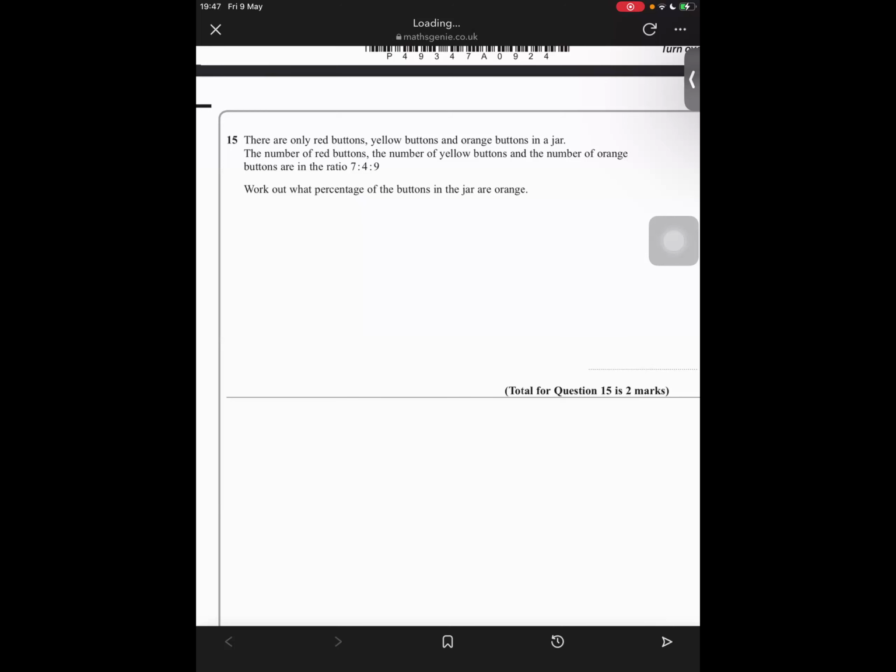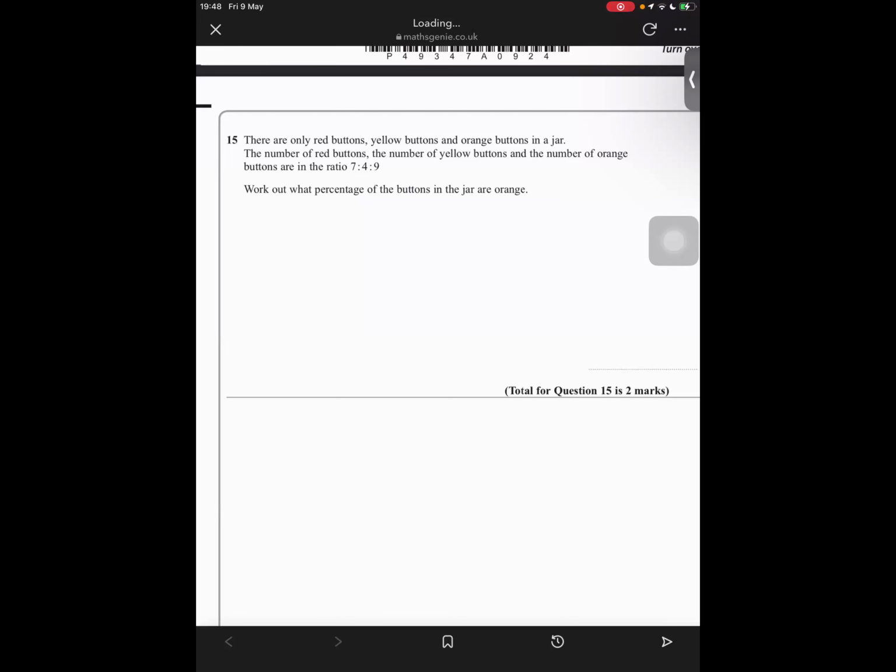There are only red buttons, yellow buttons, and orange buttons in the jar. The number of red buttons, the number of yellow buttons, and the number of orange buttons are in the ratio 7 to 4 to 9.